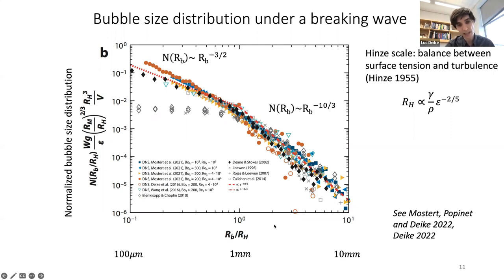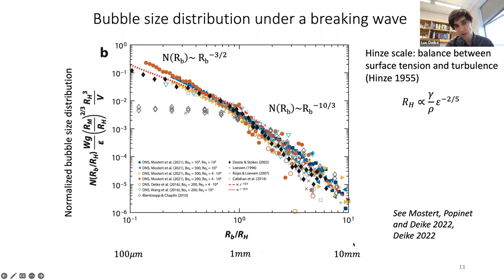And then the x-axis is the bubble size normalized by a critical length scale called the Hinze scale, which balances turbulence and surface tension forces. The simple idea behind that is that if the bubble is larger than the Hinze scale, turbulence will be able to deform it and break it. If the bubble is smaller than the Hinze scale, then it's basically stable in the turbulent flow. In terms of physical scales, the Hinze scale is about a millimeter under a breaking wave, more or less.